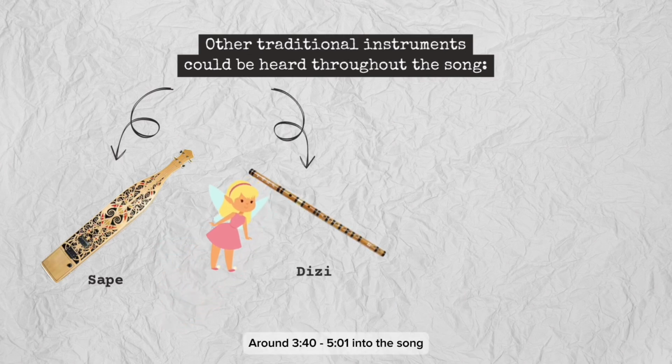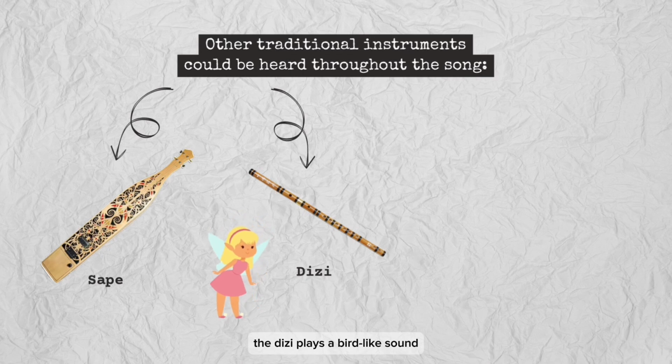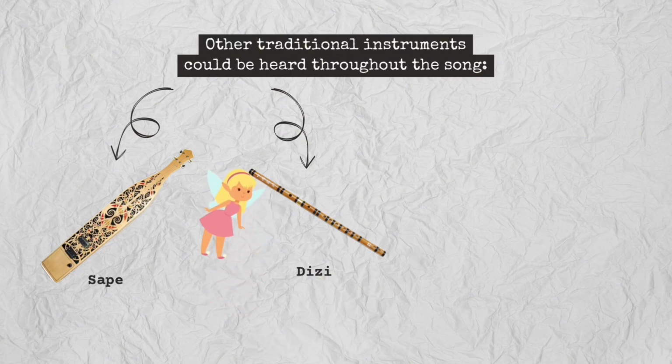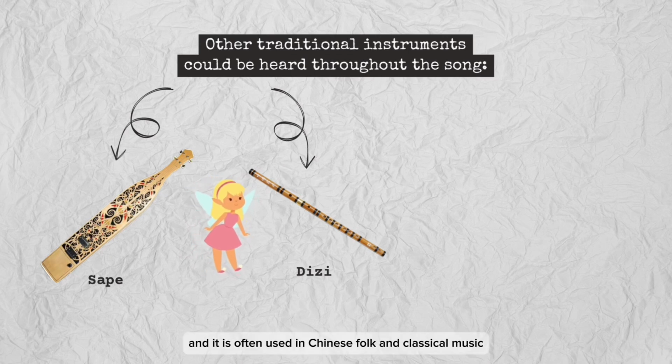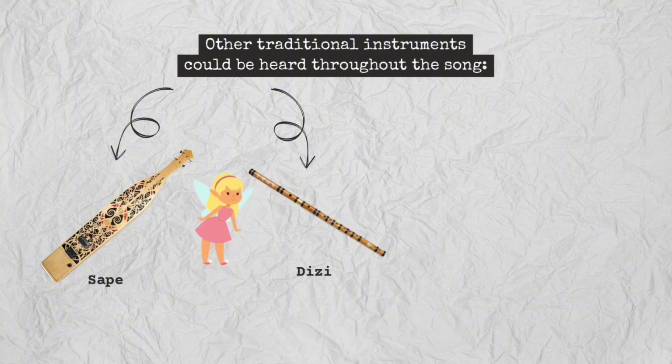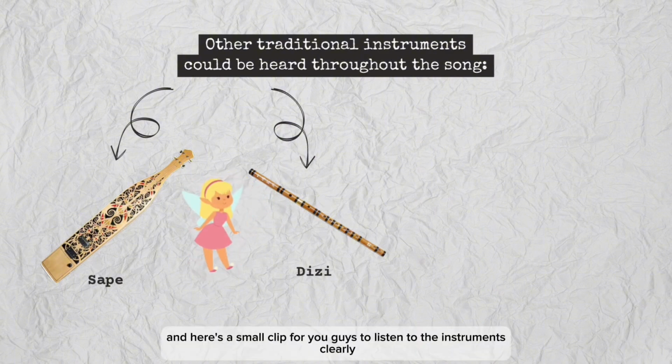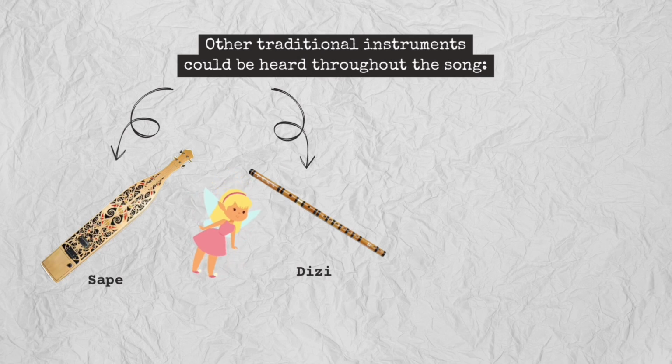Around 3 minutes 40 seconds to 5 minutes into the song, the dizi plays a bird-like sound. Dizi is a Chinese traditional instrument that produces bright and clear sound, and it is often used in Chinese folk and classical music. It is also known as an aerophone instrument, and here's a small clip for you guys to listen to the instruments clearly.